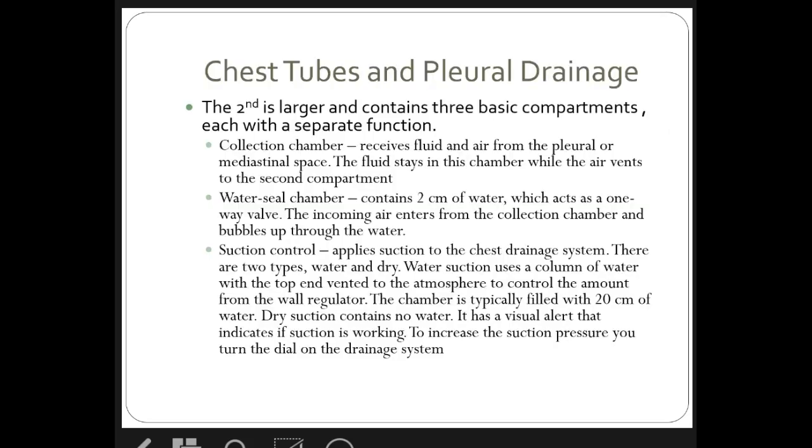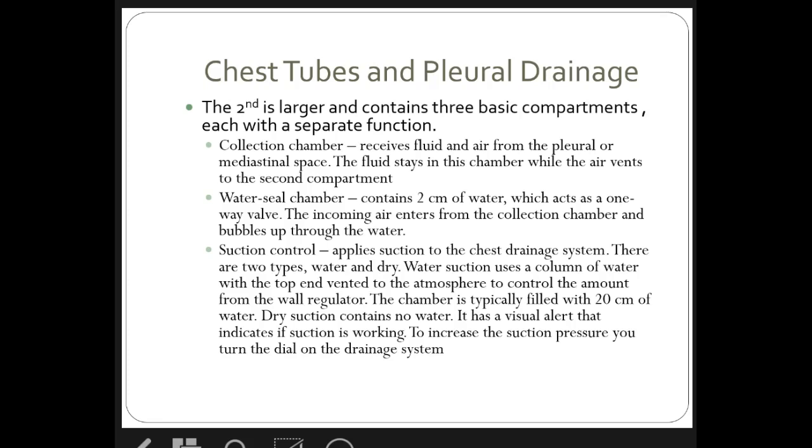The second, which includes two different types, the water seal and the dry suction, is much longer and actually contains three basic compartments, each with a separate function. The collection chamber receives fluid and air from the pleural or mediastinal space. The fluid stays in this chamber while the air vents to the second compartment.